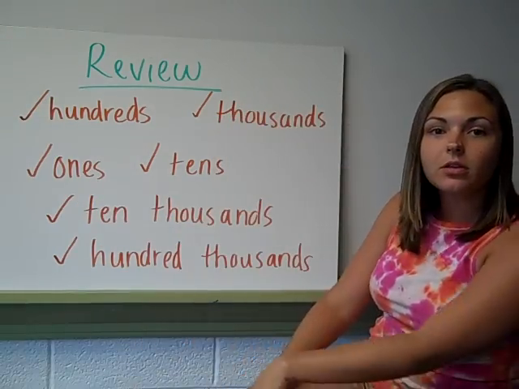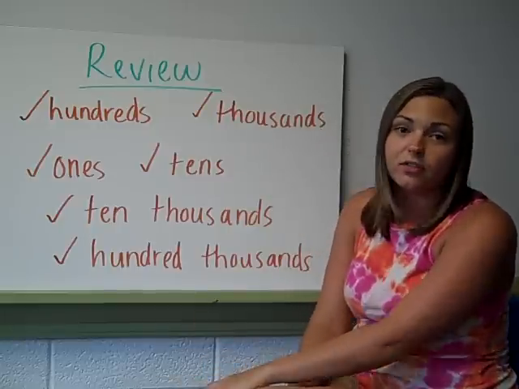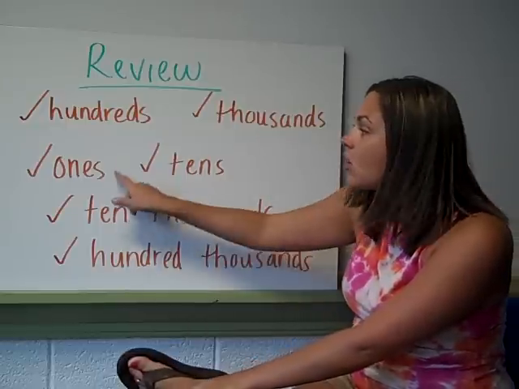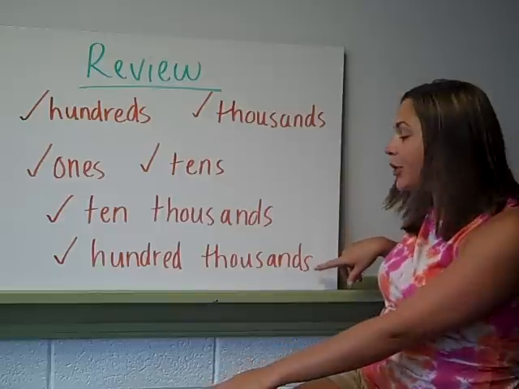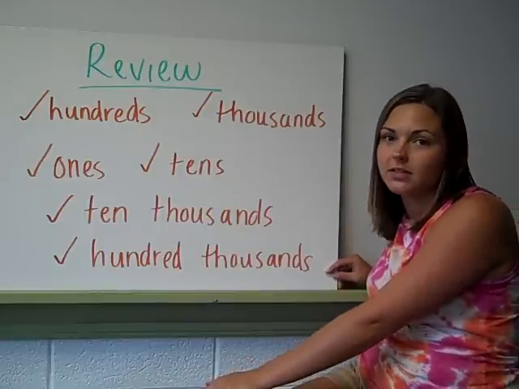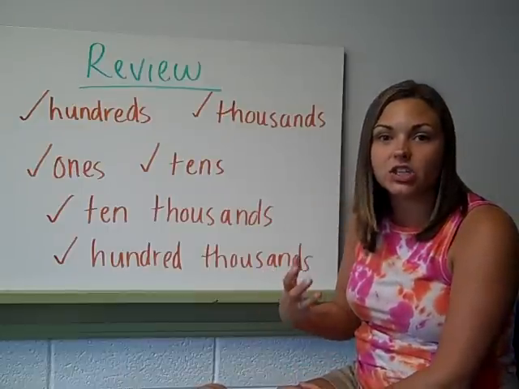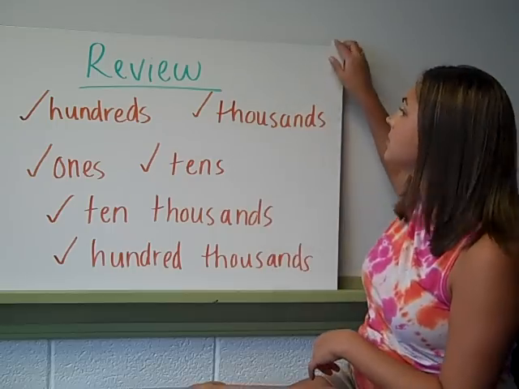Some terms that might be a review for us are the names of the different place values, which you should have learned before. Hundreds place, thousands place, ones place, tens place, 10,000s place, and we're going to go all the way up to the 100,000s place. All of these places mean how much that digit is worth in that position where it's located.